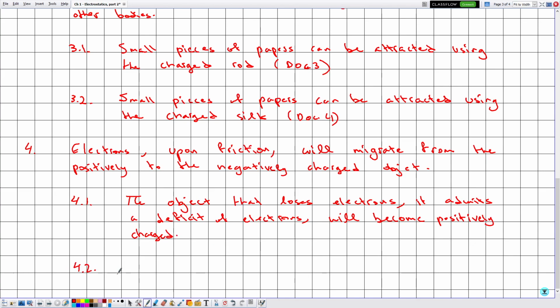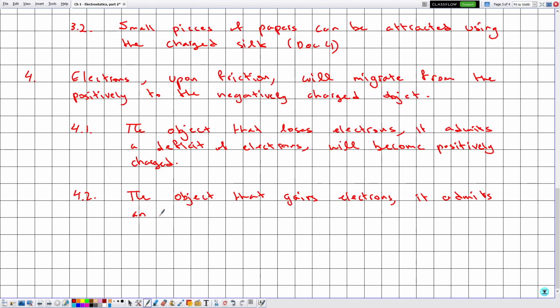And in 4.2 the object that gains electrons, it admits an excess of electrons, will become negatively charged. Okay.